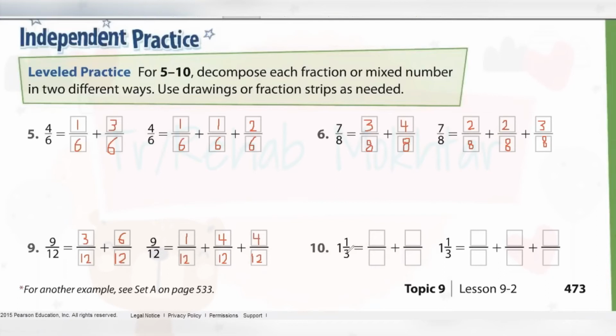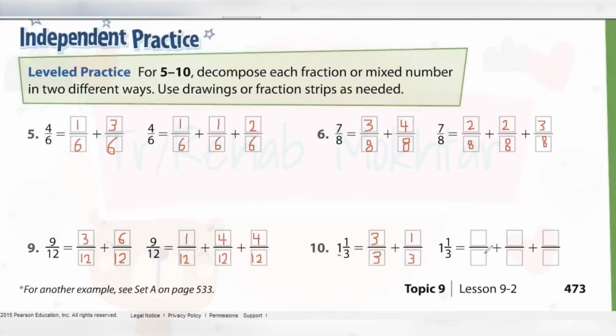Number 10, 1 whole and 1 out of 3. So teacher, when we want to decompose a number like this, I will write the whole number by itself, which is 1. 1 equals 3 out of 3. Why, teacher, did you say 3 out of 3, not 4 out of 4 or 5 out of 5? Because in the fraction part, the denominator is 3. So 1 equals 3 out of 3, and 1 out of 3.